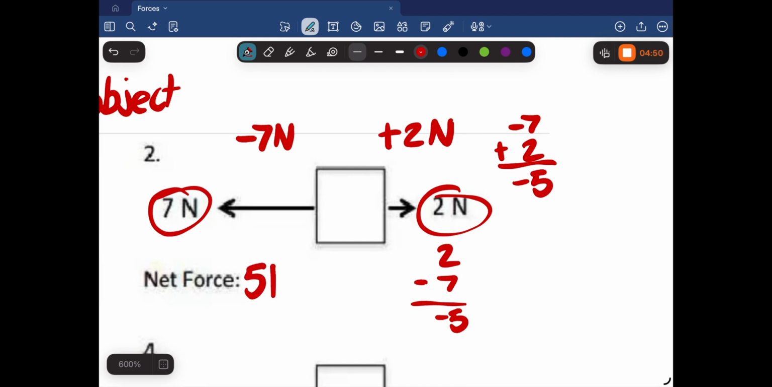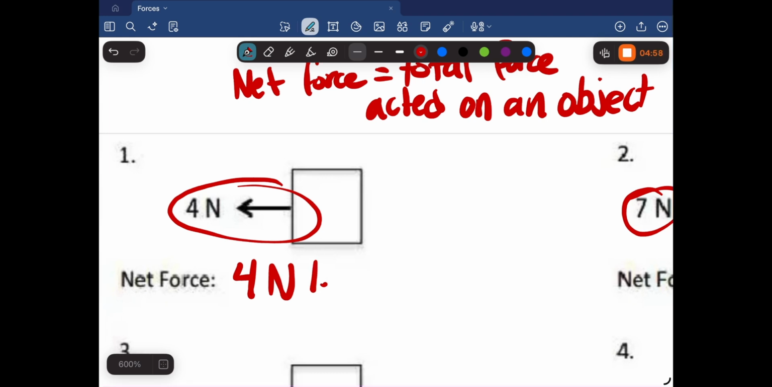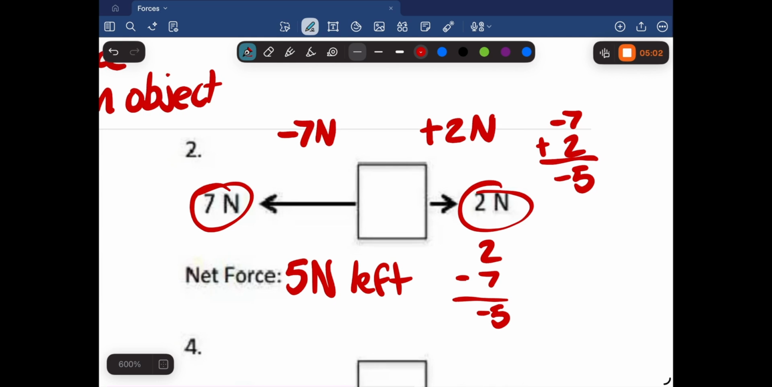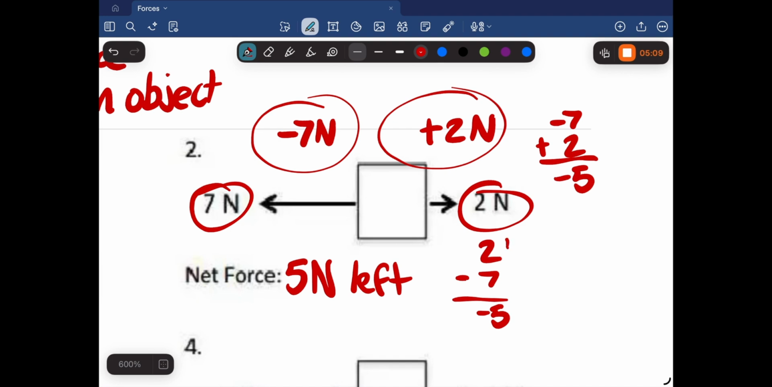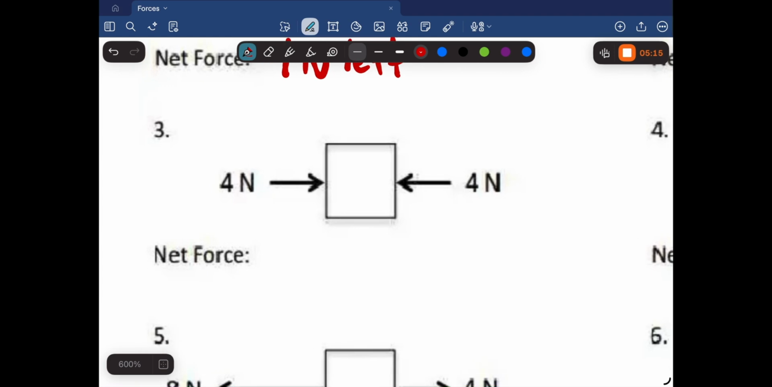Now we can write it like this, 5N, and then you write what direction. So we're going to write to the left. I actually forgot to do that over here as well. Pretty simple. You can add them like this, or you can subtract. It's two different ways. I know this is a lot. I'm going to do another question.